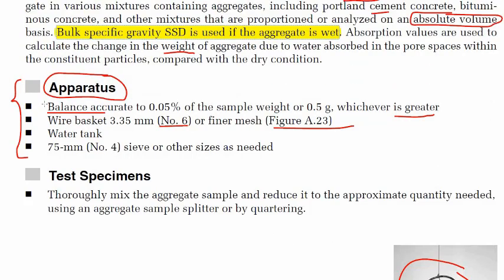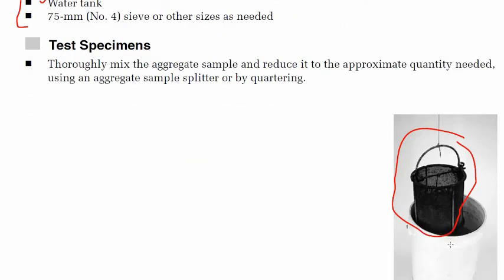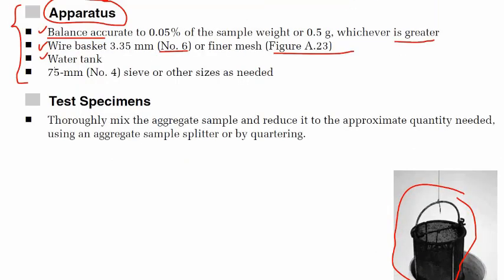So this is number 1, the balance. Number 2, the wire basket. Number 3, we're going to have a water tank, as you can see here. And then the last one is a sieve, 75 millimeter, or we call it number 4 sieve, or other sizes as needed. So we're going to talk about this. This is the sieve size that we're going to use.